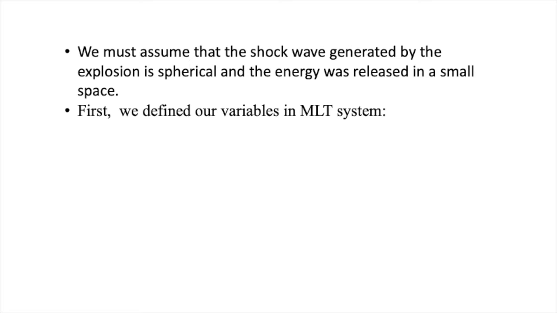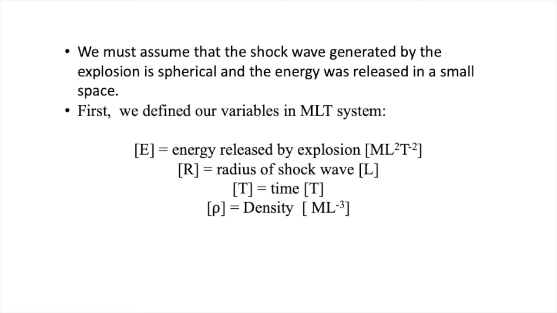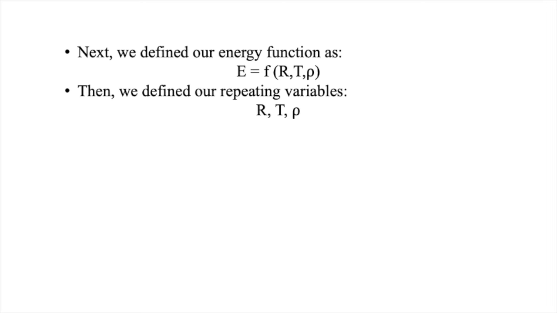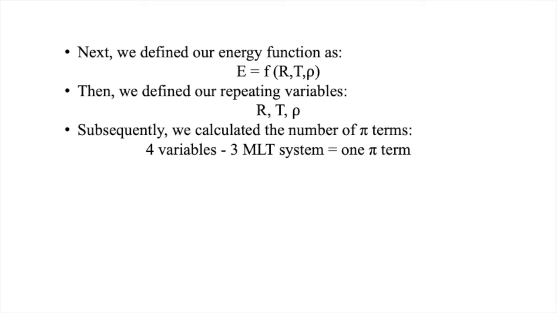First, we define our variables in the MLT system: E for energy released by the explosion, R as radius of shock wave, T as time, and rho as density. Next, we define our energy function: E equals F of R, T, and rho. Then we define our repeating variables, which are R, T, and rho. Subsequently, we calculated the number of pi terms. Because we have 4 variables and we are using the MLT system, we are going to have 1 pi term.